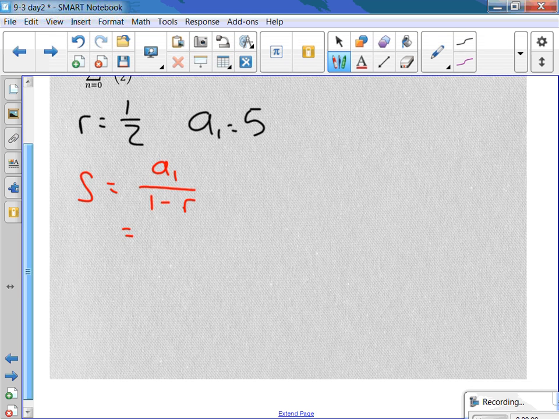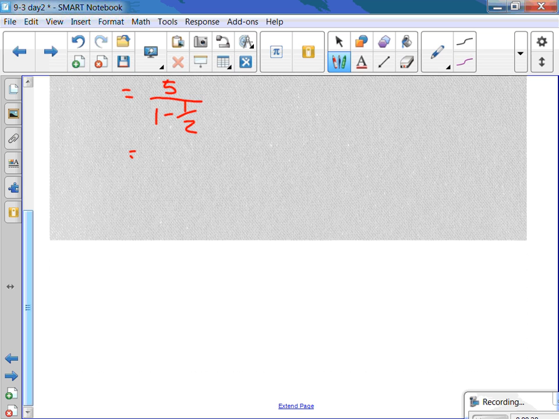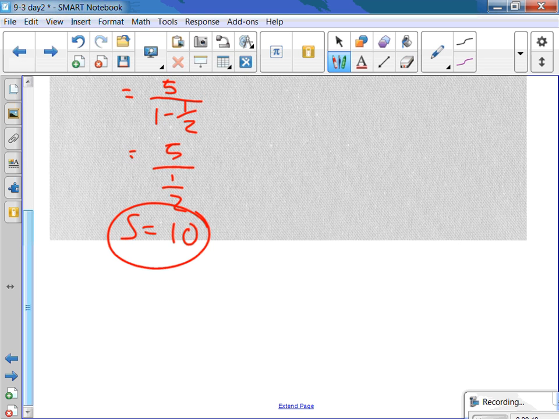So we wind up with 5 over 1 minus 1/2, or 5 over 1/2, or just, as you already said, come up with our sum equaling... Yes? Wait, I'm confused how I got the 5.